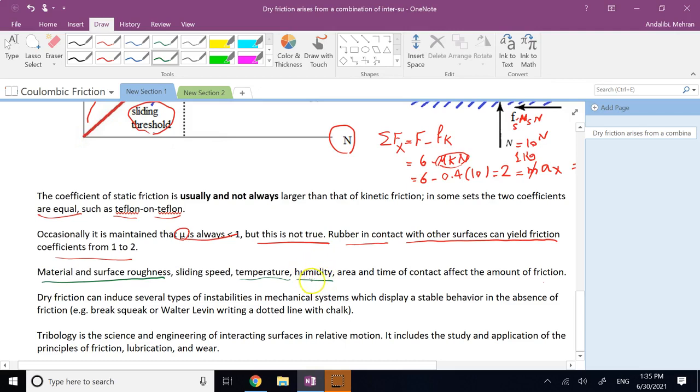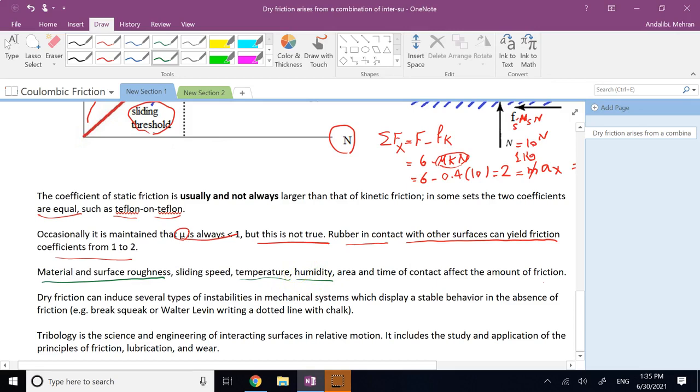You have probably all experienced that when you apply the brake on a wet road, your stopping distance is larger because you have a smaller mu k. But there are some surfaces that you have probably seen, if you make them wet and try to move them with respect to each other, you're going to get more friction. So it depends on the material, how humidity is affecting it.